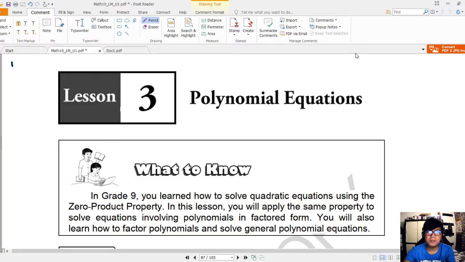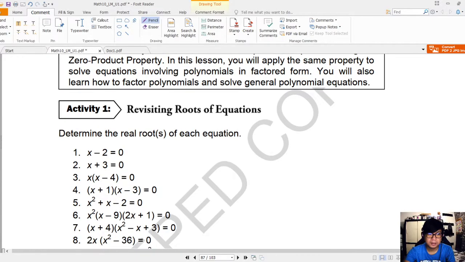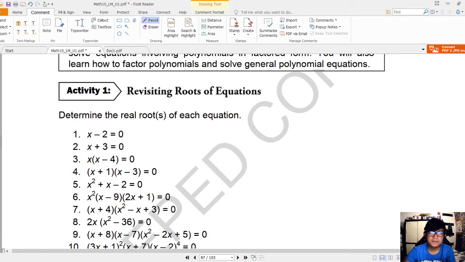So, i-review natin yung mga na-discuss nyo during your grade 9 by simply having this example. We have an activity here, revisiting roots of equations. When we say roots, other word for roots is, pwede siya tawagin solution, or pwede din siyang zeros, because it will make the given polynomial equation equal to 0.